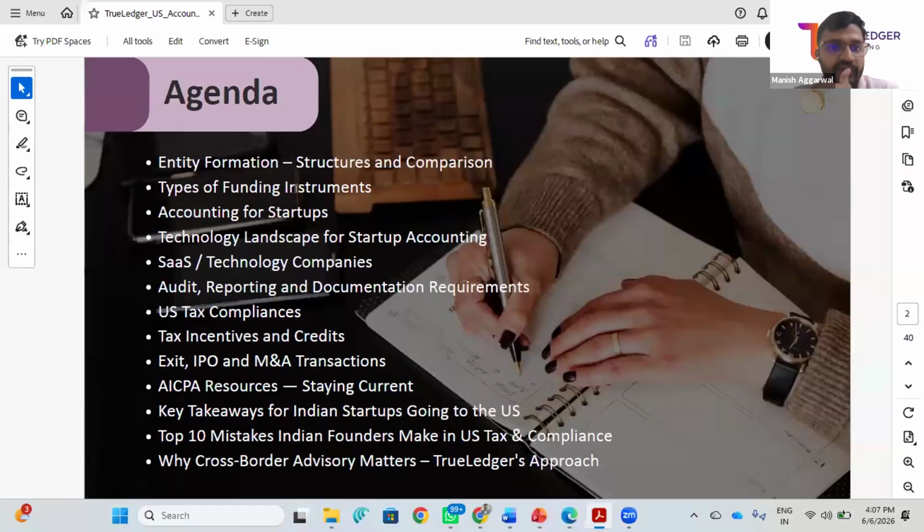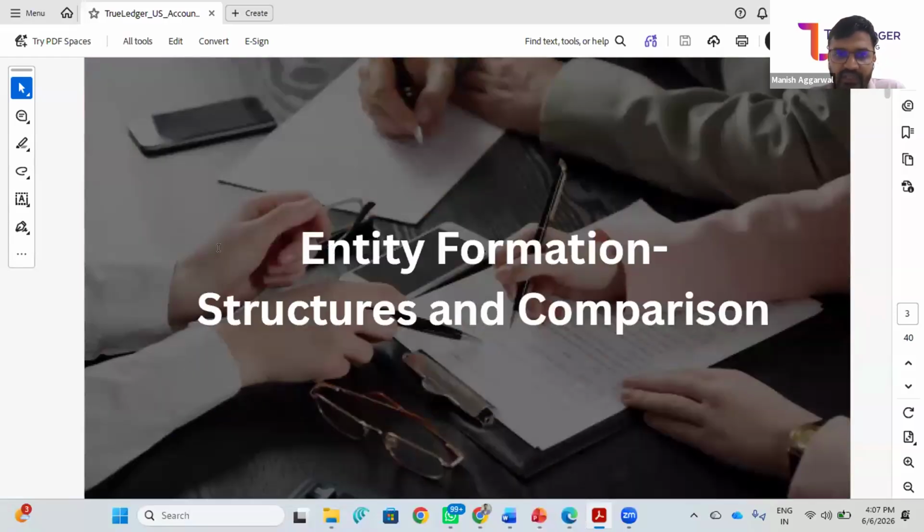I think we said that entity formation, types of funding instruments, how the accounting is done, how technology is helping us to support the accounting for startups at scale, what are the audit and documentation and reporting requirements. And then towards the end, we'll see what are the tax compliances required, what are the incentives, M&A transactions, how it is done, and then some useful resources and the takeaways. So the first part is entity structure.